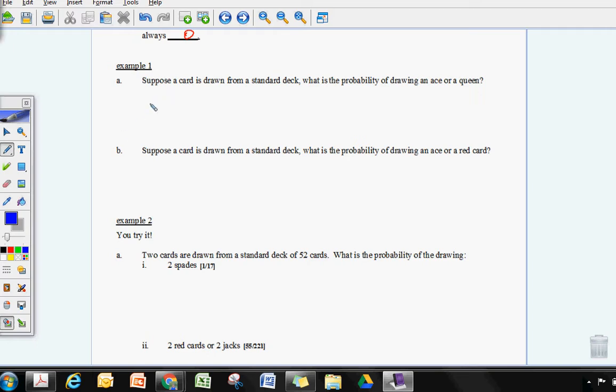So first example, suppose a card is drawn from a standard deck. What's the probability that I get an ace or a queen? So I am talking about the probability of ace or queen. The probability that I choose one ace is 4 out of 52. The probability that I pick a queen is 4 out of 52. Please note, I'm only picking one card here, and I want to know if that card is an ace or a queen. So you guys need to understand the difference here between the word "and" and "or."